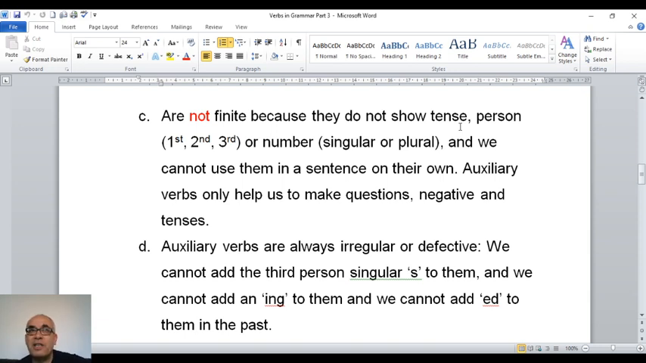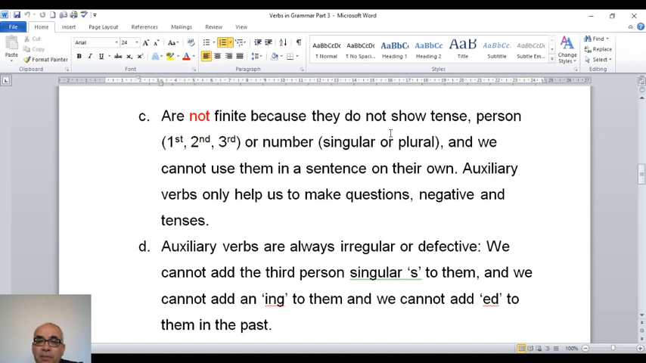So you cannot say I would, my friend. No, you have to say I would visit my friend. So would, you can see it is past tense, but it is not complete.